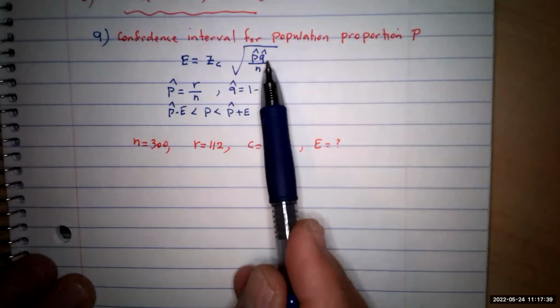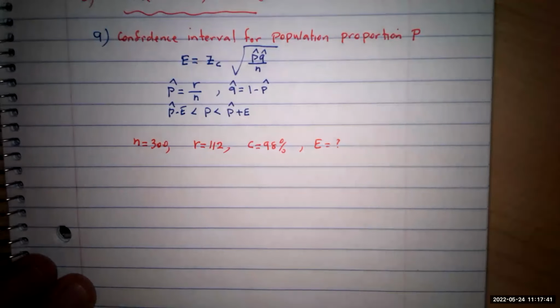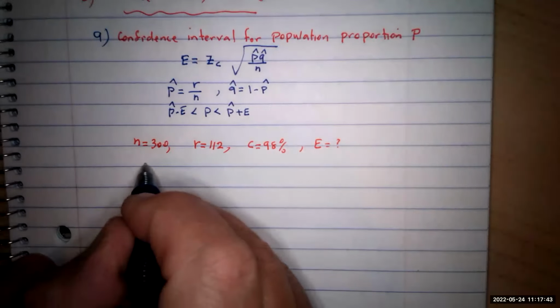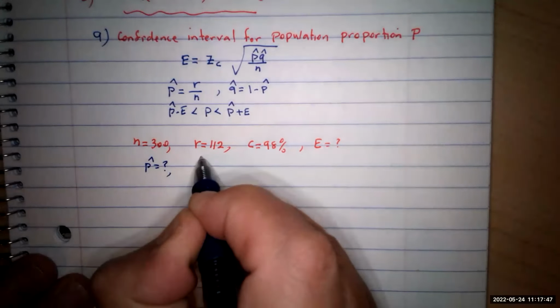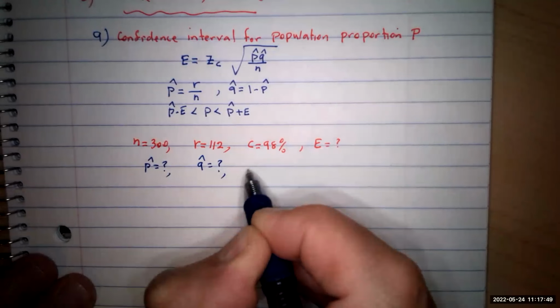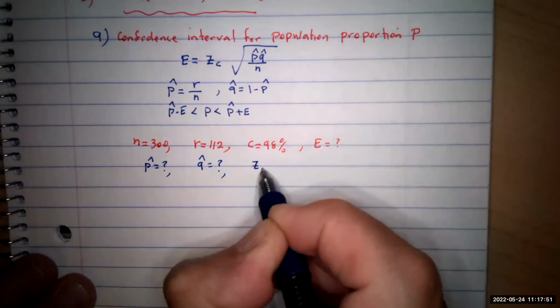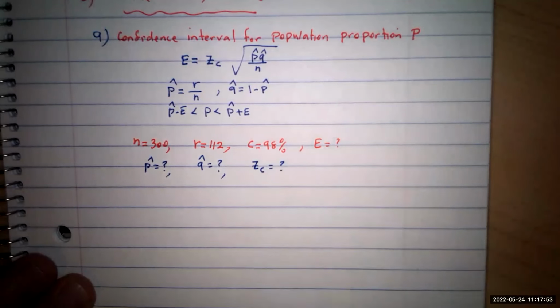You have to find the p hat, q hat, and the z_c to be able to do it. Okay, so you need the p hat. You need the q hat. And you need the z_c to be able to do it.